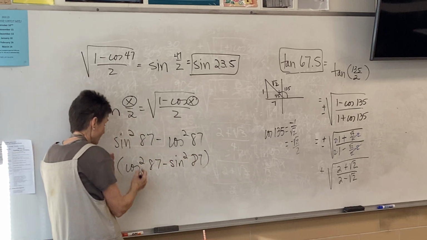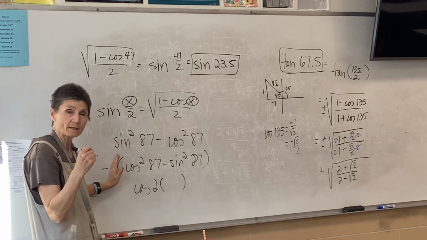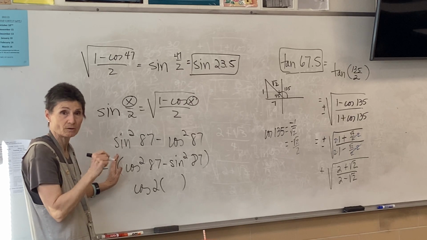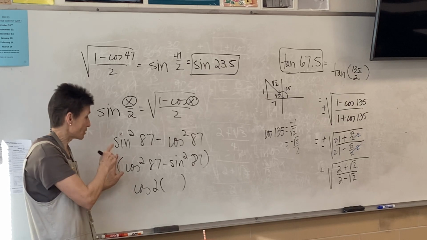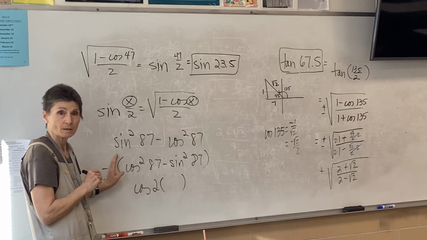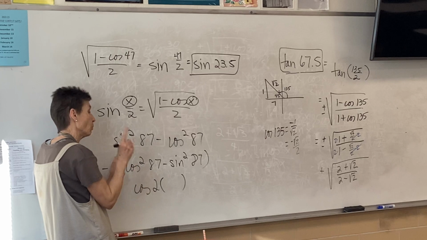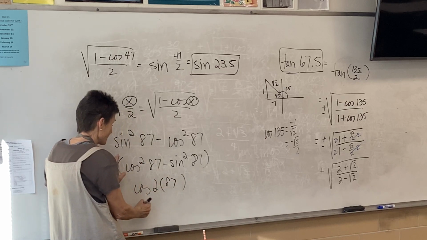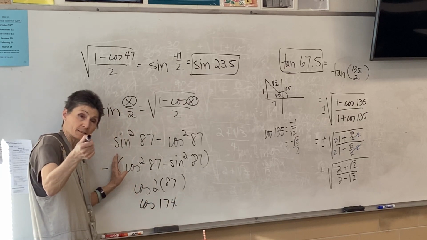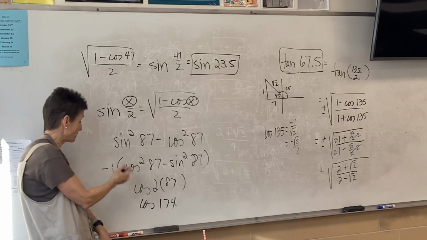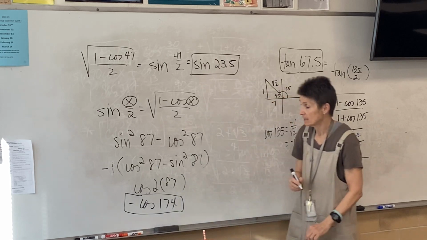Now, this right here is a formula for what we call the double angle cosine. It's a formula for the cosine of twice the angle. Look on your sheet. Cosine 2x is cosine squared minus sine squared. Okay? So this is a formula for the cosine of twice the angle. What angle? 87. So this is a formula for the cosine of 174. But don't forget, to make it work, we had to pull a negative out. So the answer is actually negative cosine 174.